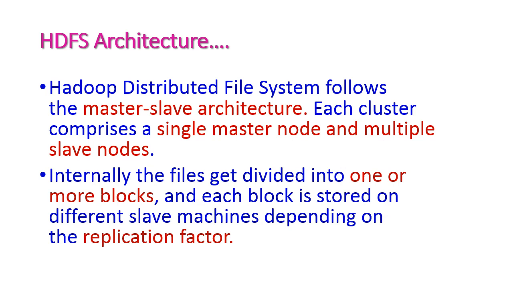As we have already seen, HDFS follows the master-slave architecture. Here each cluster comprises a single master node and many slave nodes. The master node is called the name node, and the slave nodes are called data nodes. Internally, the files get divided into one or more blocks, and each block is stored on different slave machines depending on the replication factor.